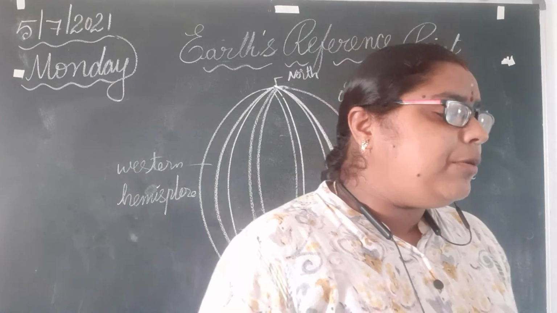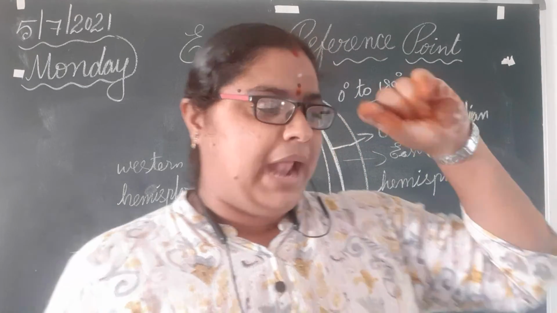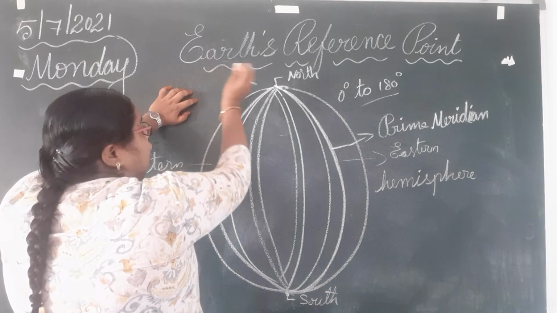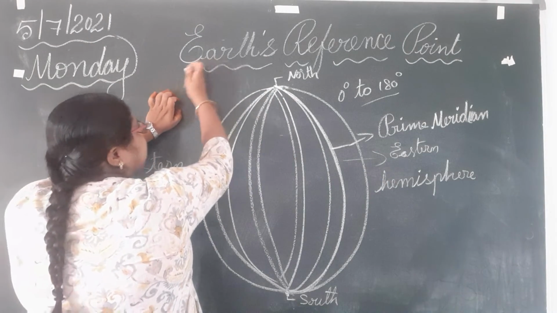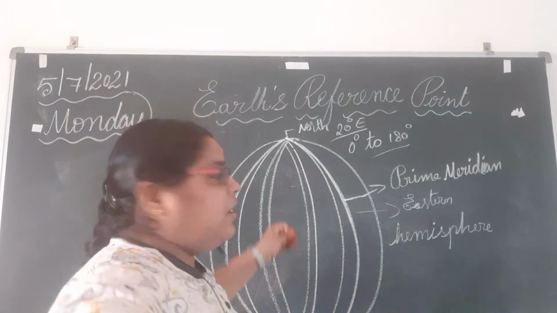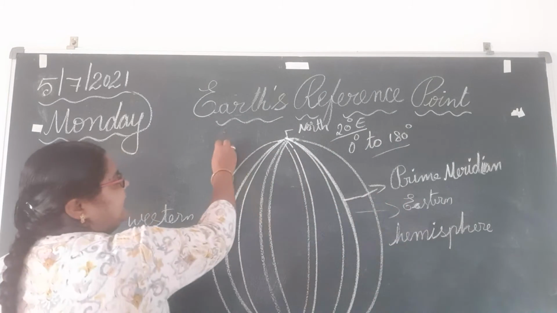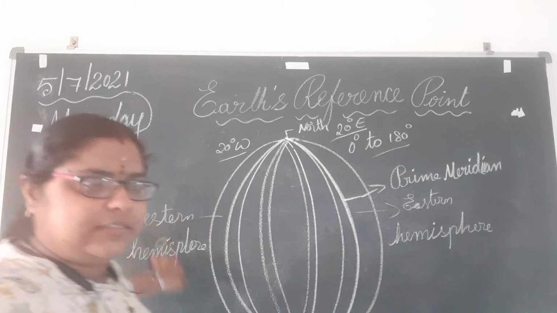A longitude marked 20 degree east will be towards the east of the prime meridian. 20 degree E will be towards east and 20 degree W means it lies towards west.